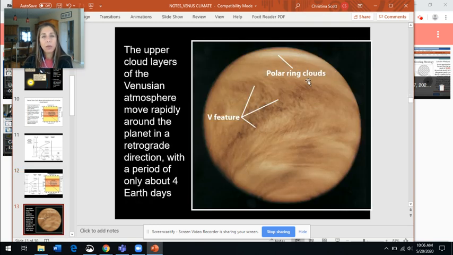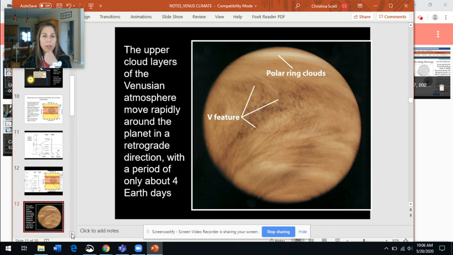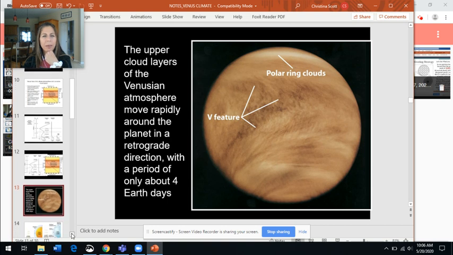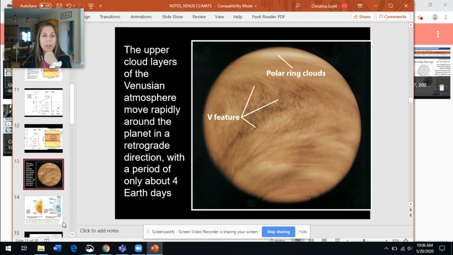The upper cloud layers of the Venusian atmosphere move rapidly around the planet in a retrograde direction as well, with a period of only about 4 Earth days, meaning that it takes those clouds about 4 days to revolve around the surface and move around the atmosphere of Venus. Pretty crazy if you think about it, because if it rotates so slow, its clouds are really moving.